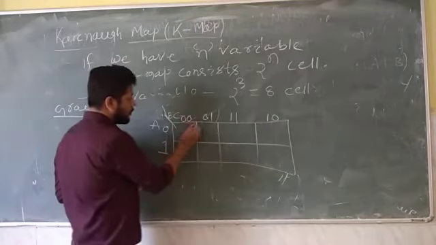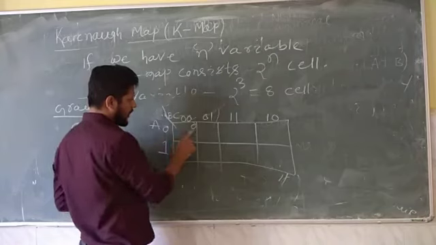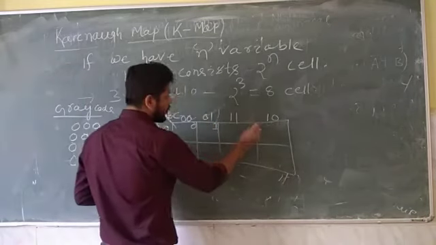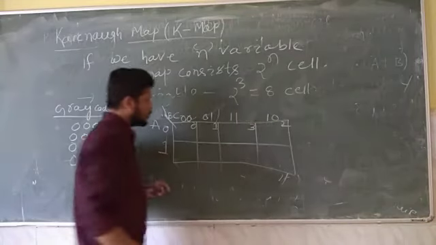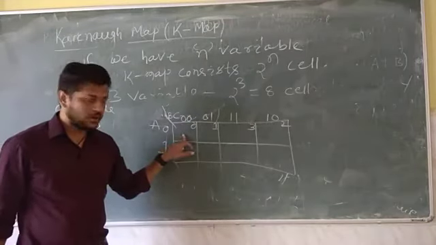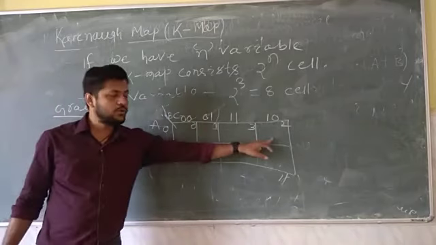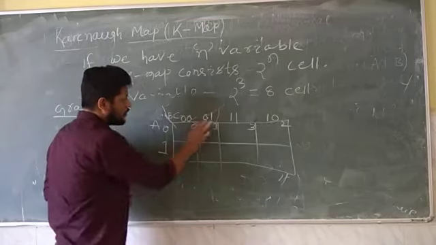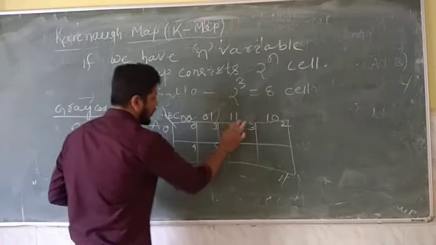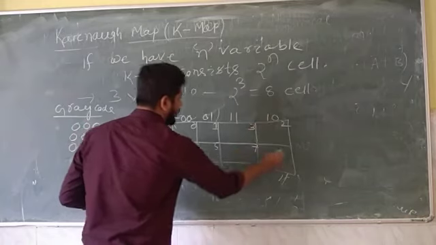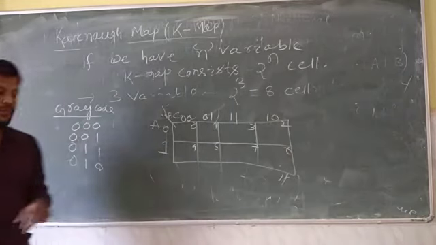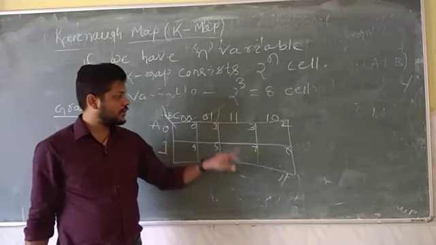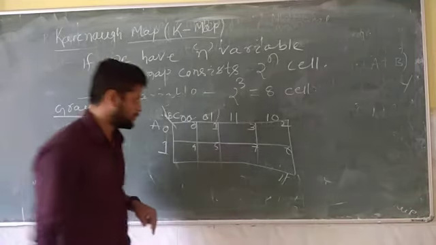So 0 0 0 in binary to decimal is 0. I am writing here 0 0 1. This cell is known as 1. This is your 0 1 1, this is your 3. Then 2. So always remember this cell is number 0, this cell is number 1, then 3, then 2. Similarly 1 0 0 means 4, 1 0 1 means 5, 1 1 1 means 7, then 1 1 0 means 6. So this is cell number 0, this is cell number 4, 1, 5, then 3, then 7, then 2, then 6.